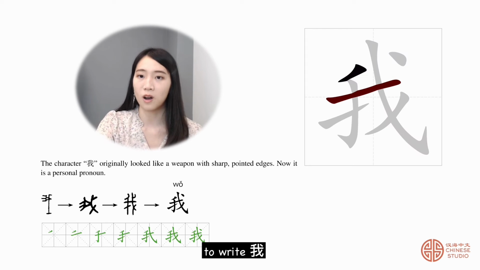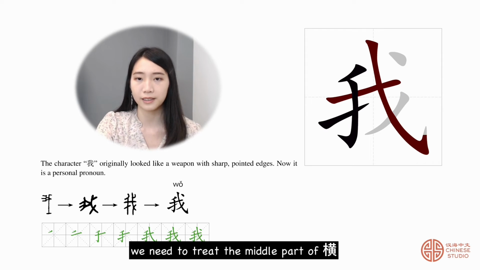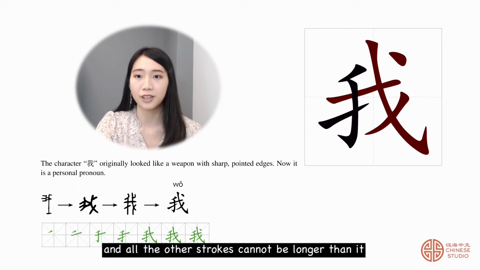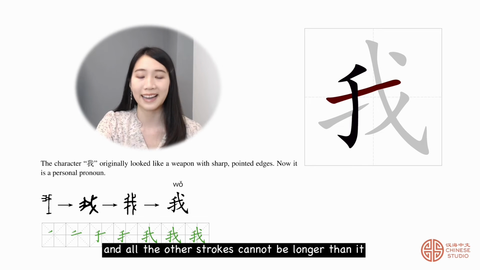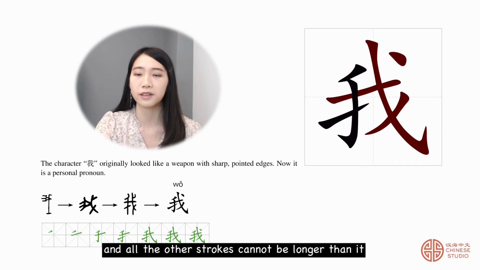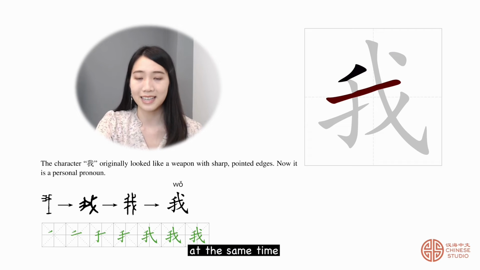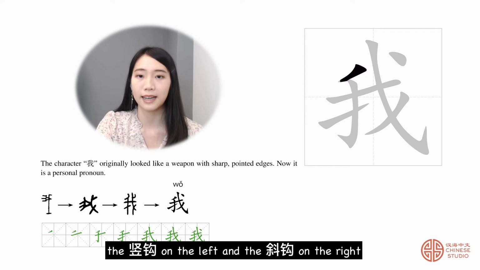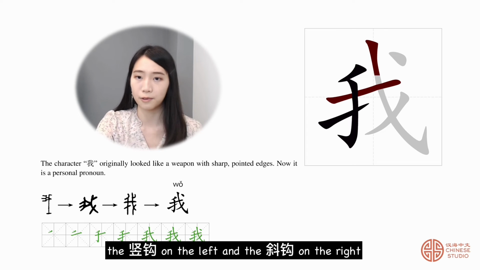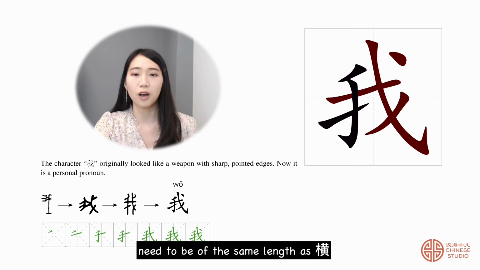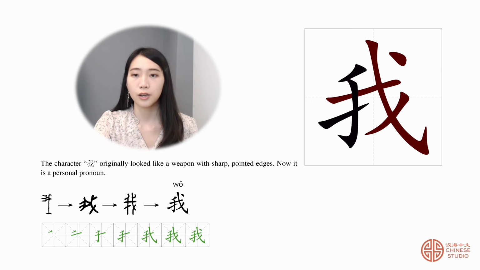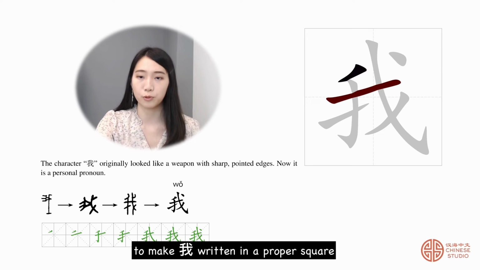To write 我, we need to treat the middle part of 横 as the span of the character, and all the other strokes cannot be longer than it. At the same time, the 竖钩 on the left and 斜钩 on the right need to be of the same length as 横 to make 我 written in a proper square.